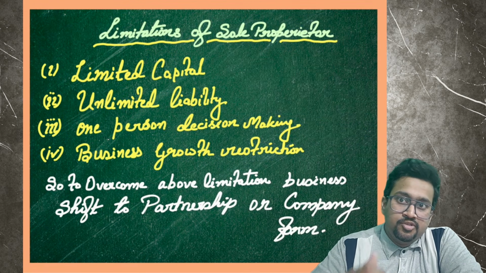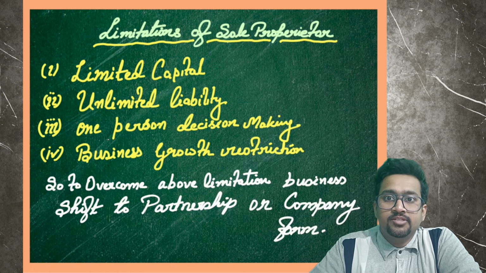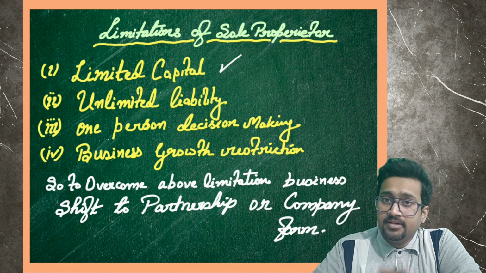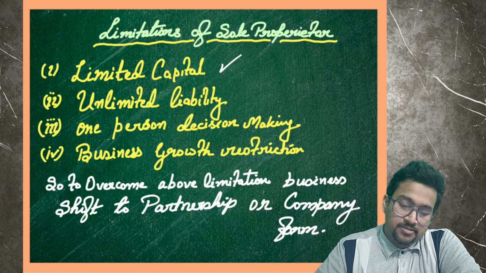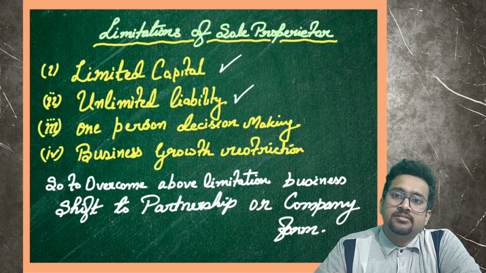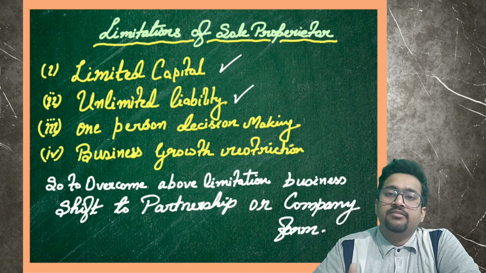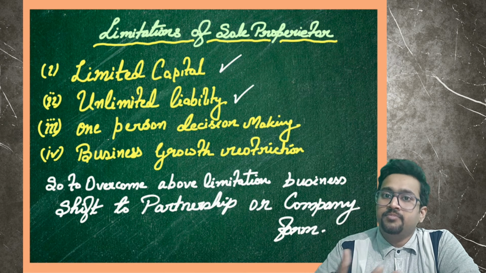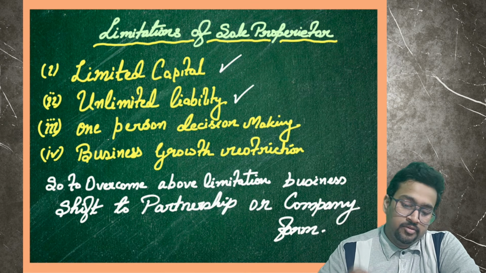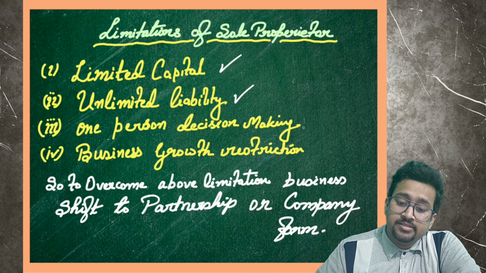Now you see that there are certain limitations of the sole proprietor form of business. The first one is limited capital. The capital is limited. If you want to expand the business, you don't have many resources. After that, you have unlimited liability. In case you default on any of your debts or loans, the creditors can recover their money by selling your personal assets, your home, your cars, whatever personal assets you hold. Okay, and obviously one person decision making.